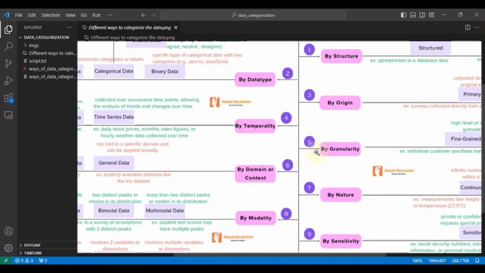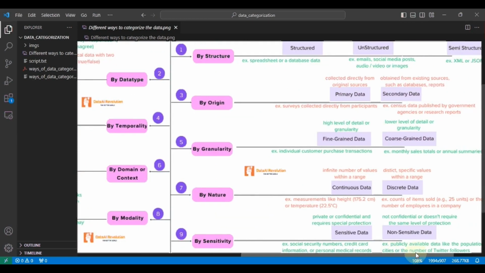Next, we can categorize data with respect to granularity also. Again, data can be divided into two parts: fine-grained data and coarse-grained data. Fine-grained data is a high level of detail, or high level of granularity, and coarse-grained data has a lower level of detail or lower level of granularity. For example, individual customer purchase transactions. We are not going to see the entire branch transactions. Specific individual customer purchase transactions are high-level information, so that comes under fine-grained data.